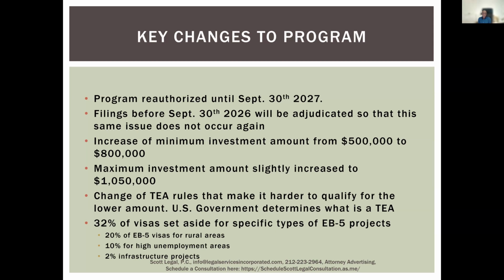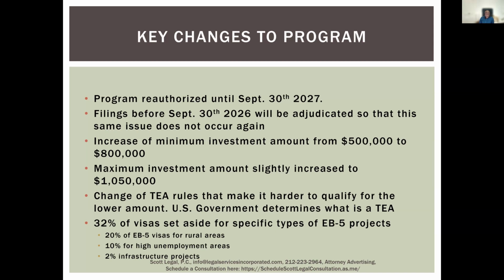The big changes were moving the investment amount up from 500 to 800,000, and the higher amount only went up slightly, $50,000, because it was at $1 million before. And they made changes to the TEA rules so that the target employment areas could only be decided by the U.S. government.